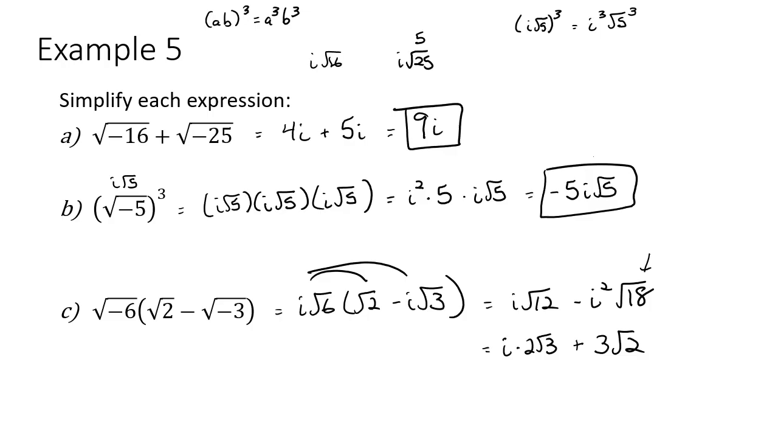So that's most of the work. The last thing I'm going to do is write it in standard form. I'm going to put the real part first. So this is 3 square roots of 2 plus, and then again, this is a little bit technical. It's not the end of the world if you forget this, but anytime we have a real number, a square root, and an i all multiplied together, it is common practice to write the i in between. So that would be plus 2i square roots of 3.